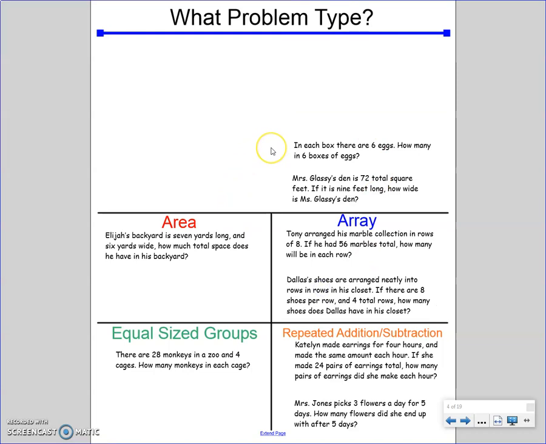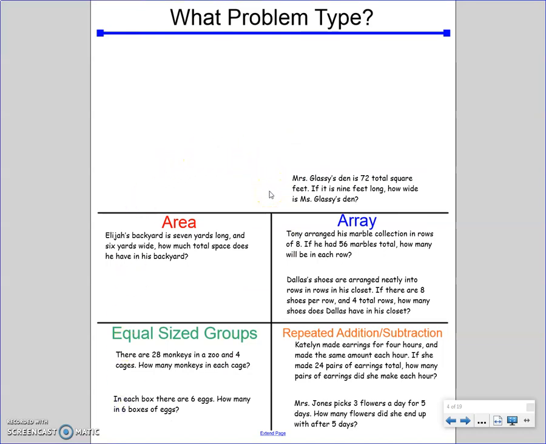Look at this next problem. In each box, there are 6 eggs. How many in 6 boxes of eggs? What kind of problem is this? Oh, yes. Eggs are clearly a physical item, and they're arranged into containers. So that is an equal-sized group story problem.